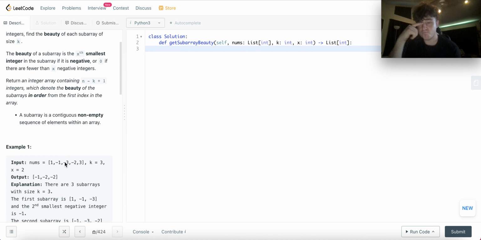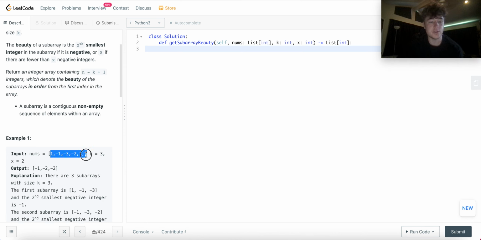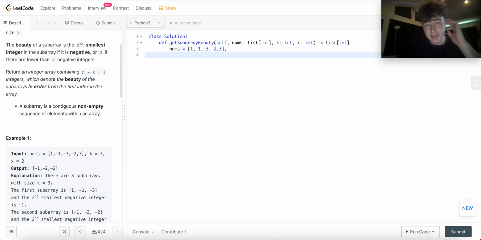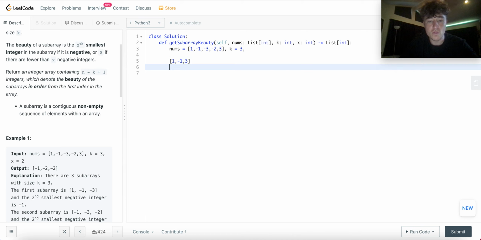So for this problem, what we're basically doing, in this example, nums equals this, is looking at each subarray of size 3. So let's first write those down. The subarrays of size 3 within this array are -1, -1, 3. And then there's the subarray -1, 3, -2.